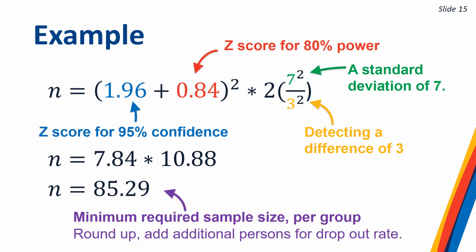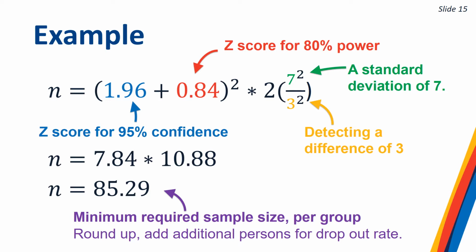We take the z-scores. These are, again, from tables: 1.96 for the confidence level, 0.84 for the power. We plug in the standard deviation, which was 7. And so 7 squared is the variance. Remember, that's replacing sigma, and sigma squared is the variance. And then we're detecting a difference of 3, so we plug in the 3 there. And then we basically solve just algebraically.